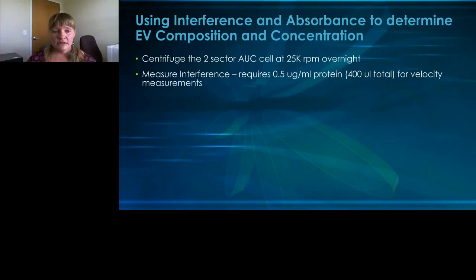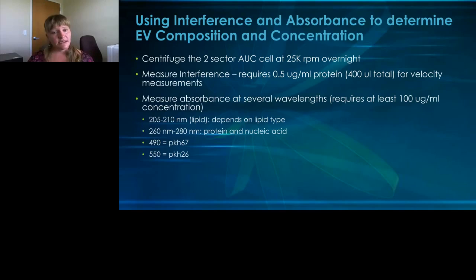We measure the interference at 0.5 micrograms for velocity experiments, and we also looked at different absorbance. I mean, think about a spectrophotometer. You can do this as the thing is spinning round and round. It'll measure the absorbance of your particles on the radius of that cell. We looked at 205 to 210, depending upon lipid type, that the absorbance is different, and 260 to 280 for the protein and nucleic acid. Then we also were interested in the absorbance of the two different dyes. For example, PKH67 is 490 and PKH26 is 550.